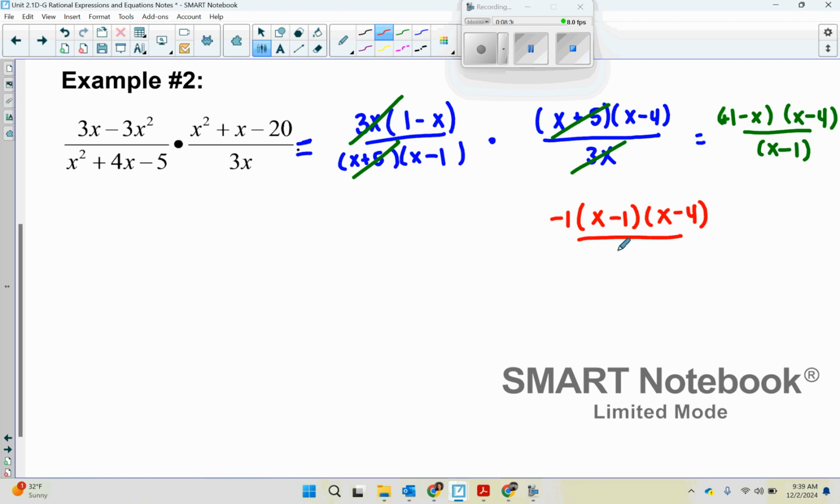Okay, we still have the x minus 4 over x minus 1, and then we can cancel those x minus 1's. So I'm just left with negative 1 times x minus 4 as my final answer. So almost everything cancels down. And I'm fine if you leave it like that or distribute it back in, but I would just leave it factored down.